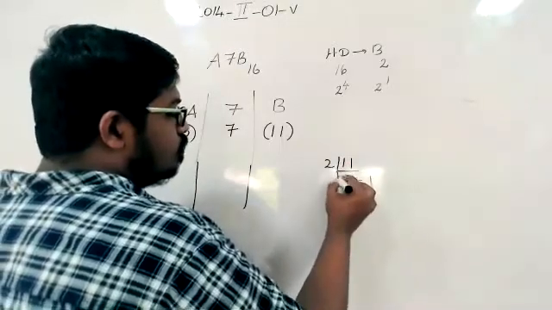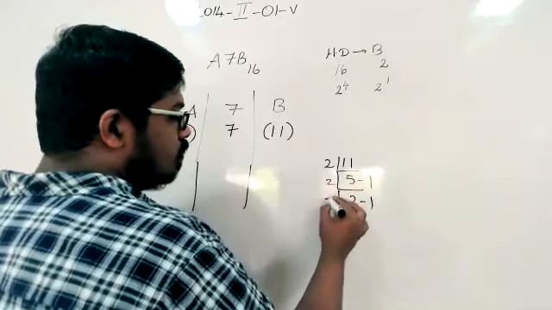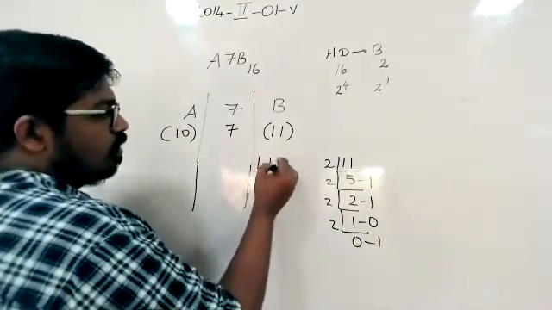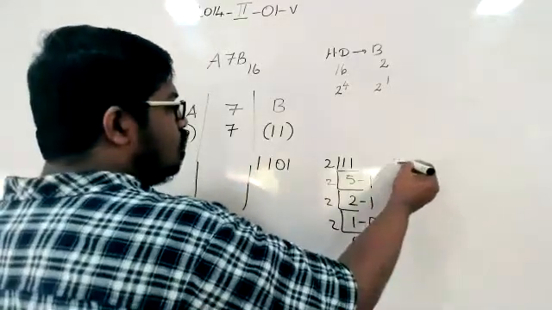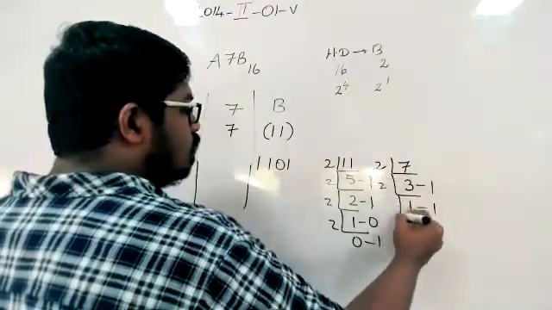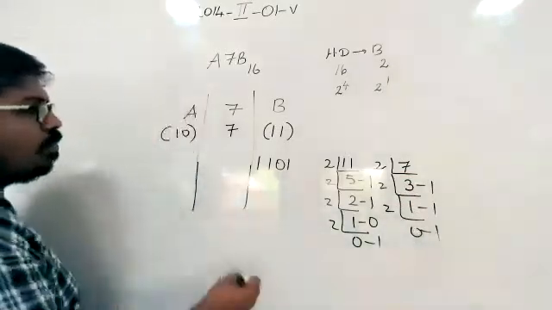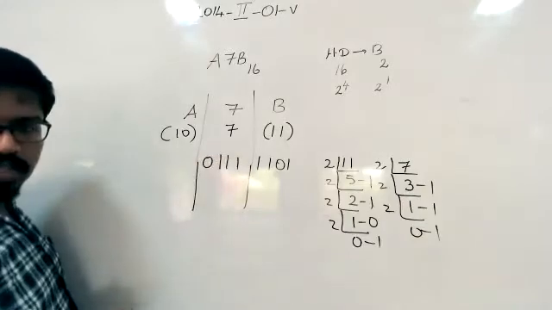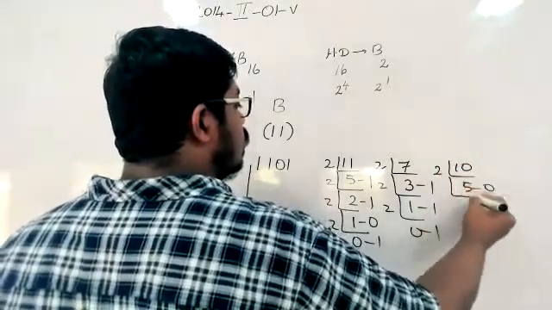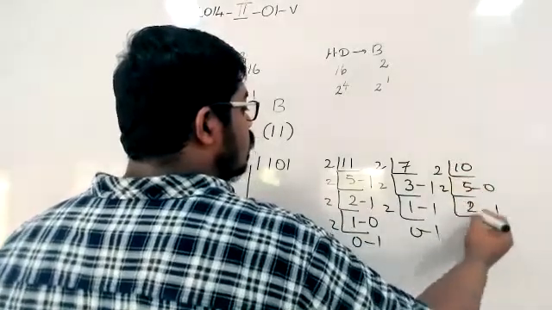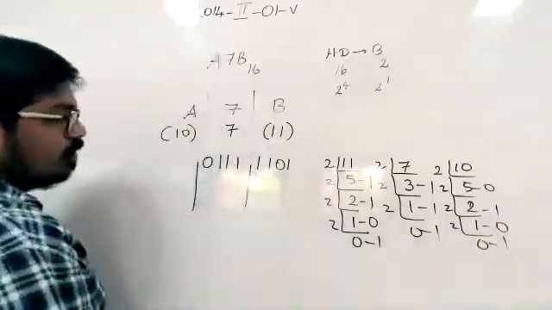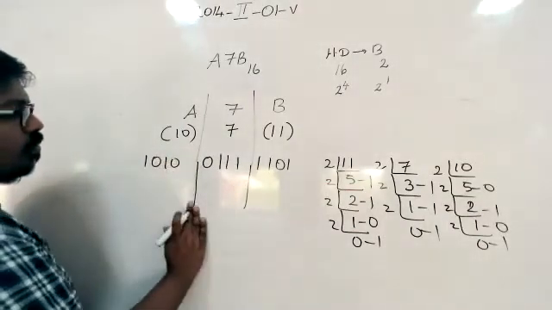For 11: divide by 2, it will be 5 remainder 1, then 2 remainder 1, then 1 remainder 0, then 0 remainder 1. So the value will be 1011. When you convert number 7, divided by 2, it will be 3 remainder 1, then 1 remainder 1, then 0 remainder 1. So 111 will be there, and you have to put a 0 in front. When you convert number 10, divided by 2 it will be 5 remainder 0, divided by 2 it will be 2 remainder 1, divided by 2 it will be 1 remainder 0, divided by 2 it will be 0 remainder 1. So 10 will be 1010.